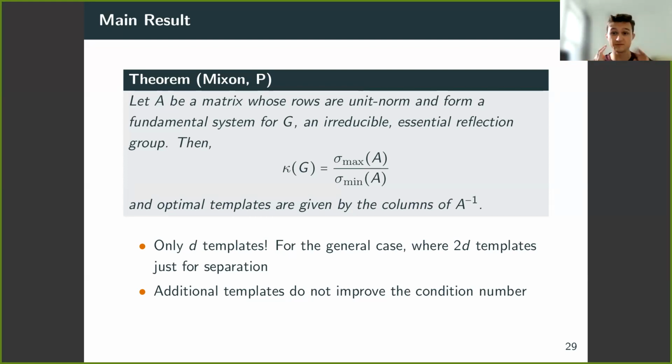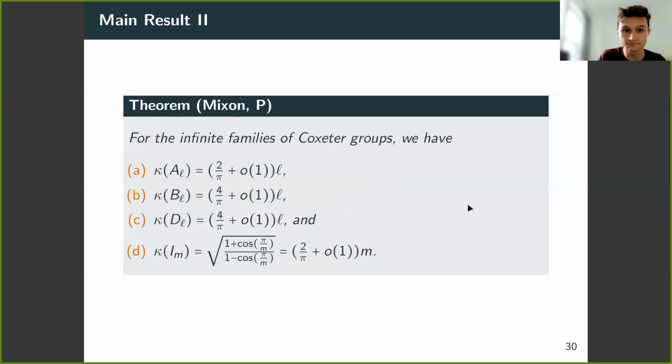Some key observations of this fact that I think are surprising are that in general, you only need D templates to do your max filtering over your reflection group. This is surprising because in our computation of kappa of G, we're allowed to use as many templates as we want. We are literally allowed to choose like 1,000 different templates. And it turns out that for a reflection group, you only need D templates. There's no way to do better than that. And in general, you need a lot more templates for that. And additional templates aren't going to actually help you at all. Like you just take the D best templates, which are the columns of A inverse, and then you're done. And that seems pretty great.